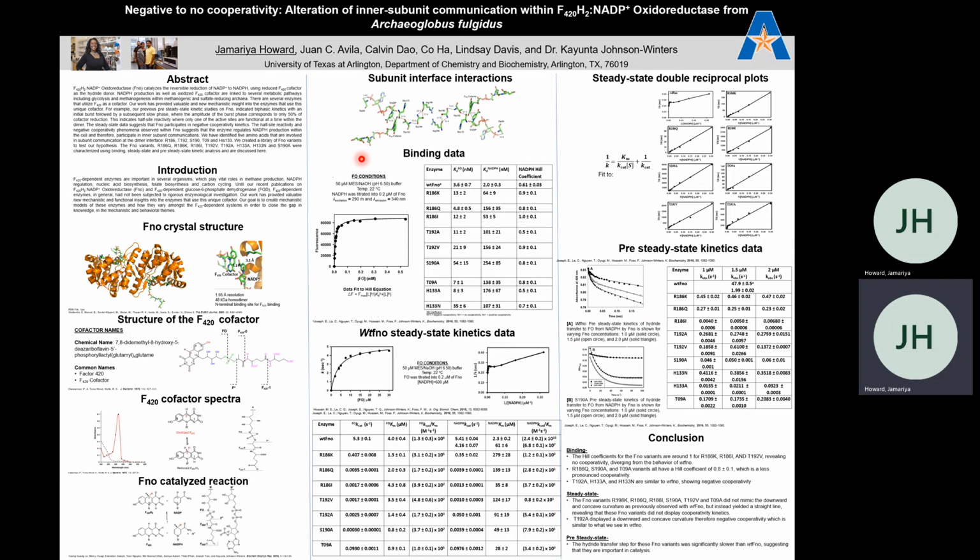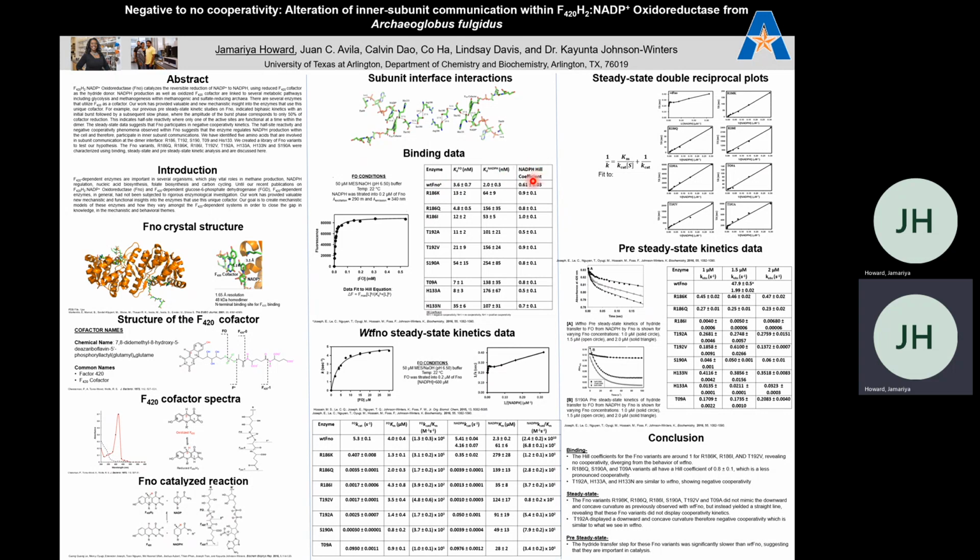In the interface, we decided to create a library of mutations that you see here. With these mutations, we decided to do binding studies first. So compared to wild type, it showed kinetic parameters of 3.6 and 2.0 for F420 and NADPH, indicating tight binding.